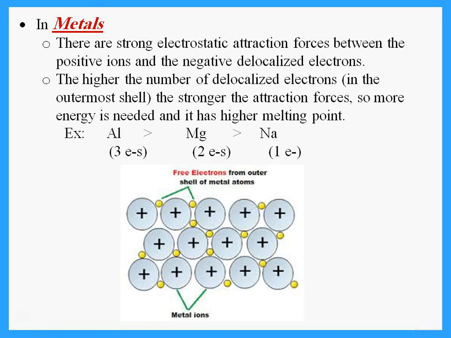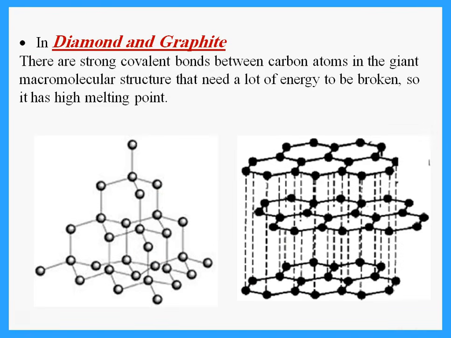Remember that the more delocalized electrons per atom, the stronger the attraction forces. So for example, aluminium has three outermost electrons, or three valence electrons. Magnesium will have two per atom. Sodium has one electron in its outermost shell. The more the number of delocalized electrons, the stronger the attraction forces between the positive ions and the negative electrons, and the higher the melting point. So aluminium will have a higher melting point than magnesium, than sodium.